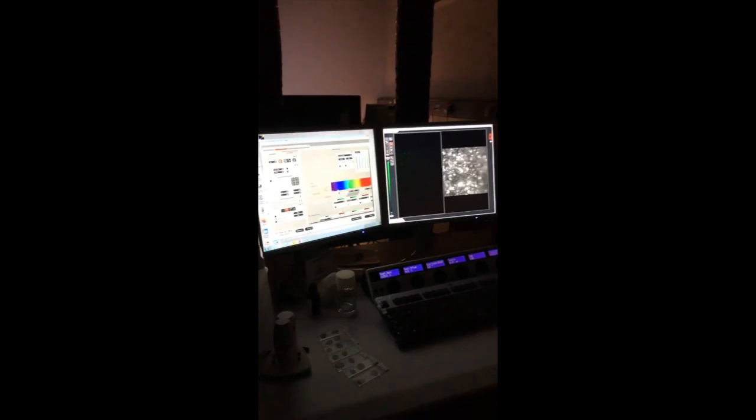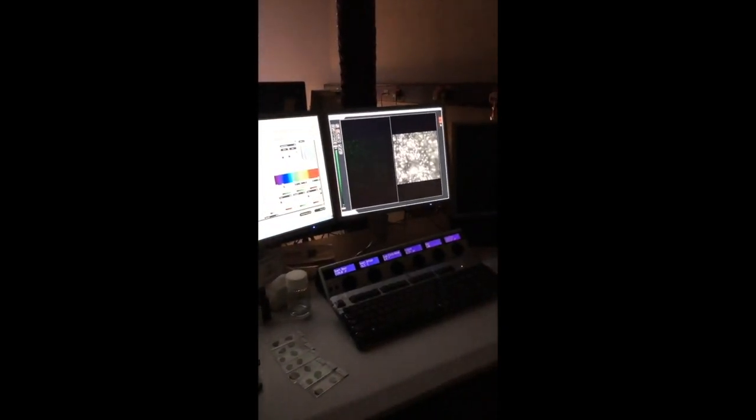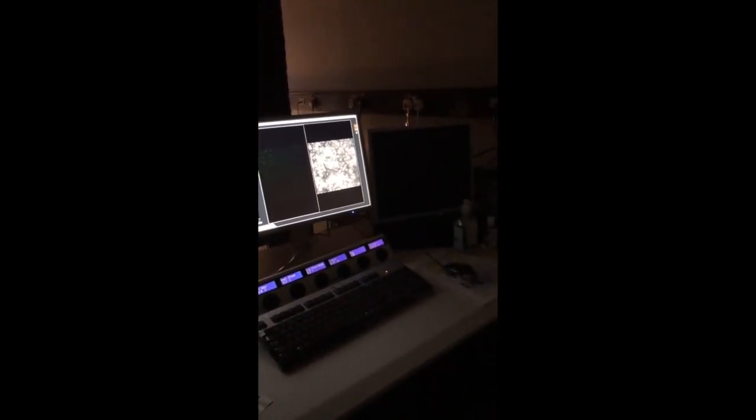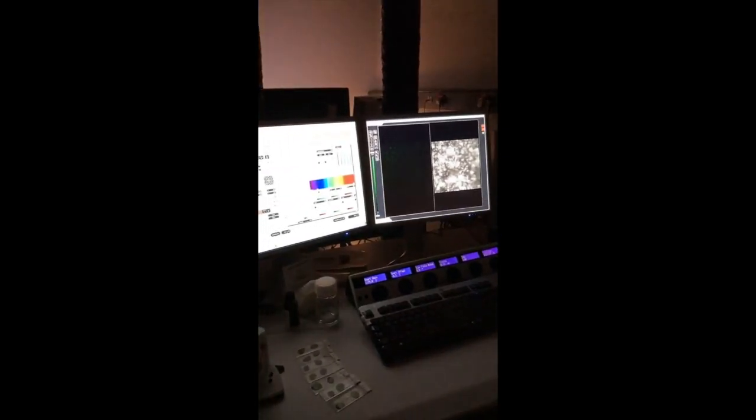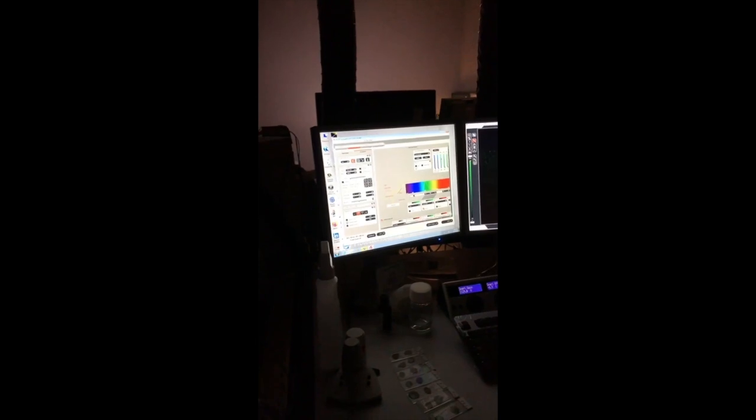This setup is a confocal microscope. This is a microscope that can detect green fluorescent protein and other fluorescent molecules in living tissue. This is the computer setup. See, it kind of looks almost like the cockpit of a vehicle or plane. And this is the microscope itself. It's kept in the dark because it's light sensitive.